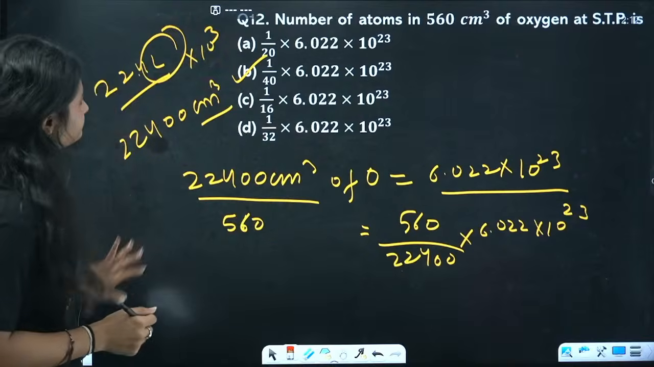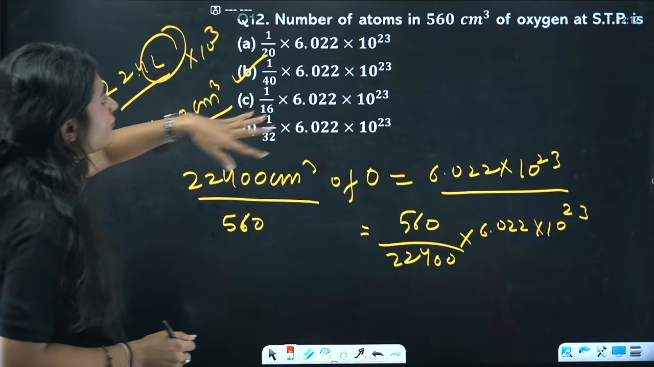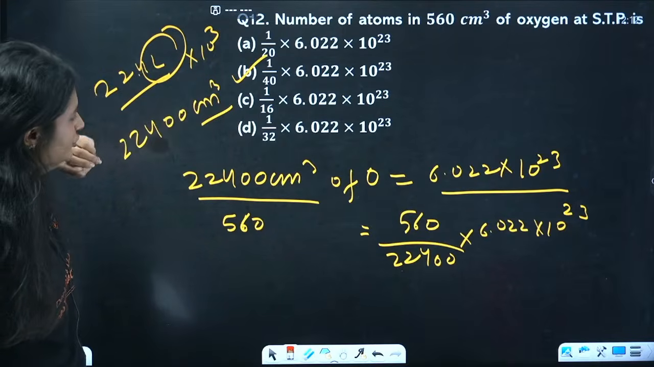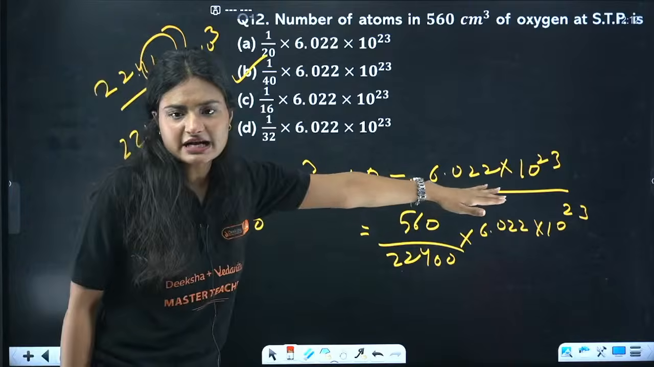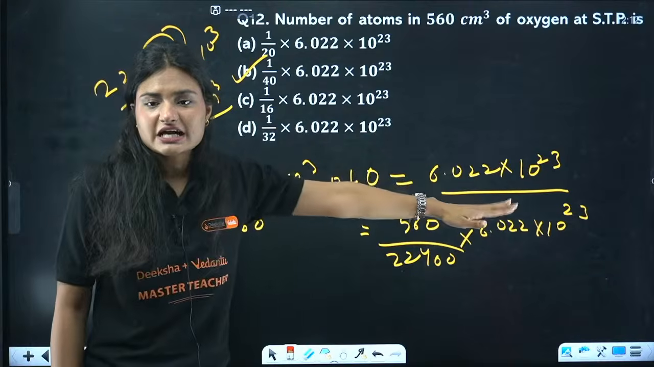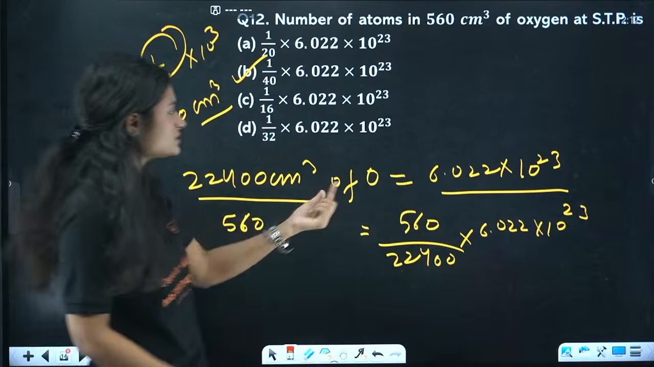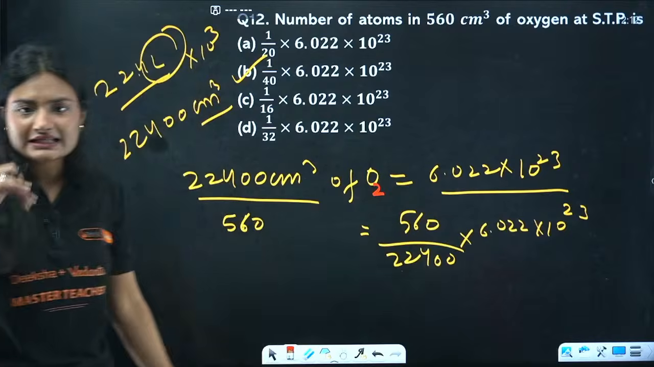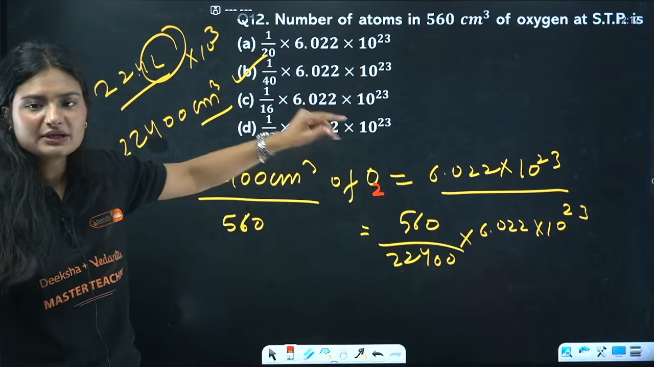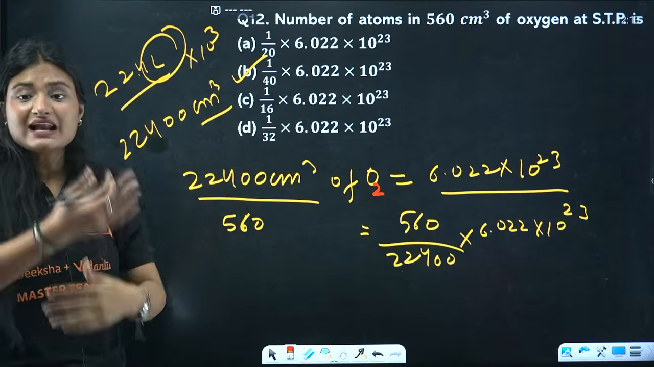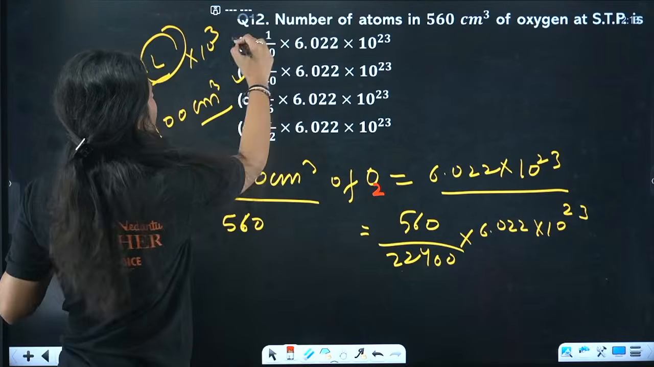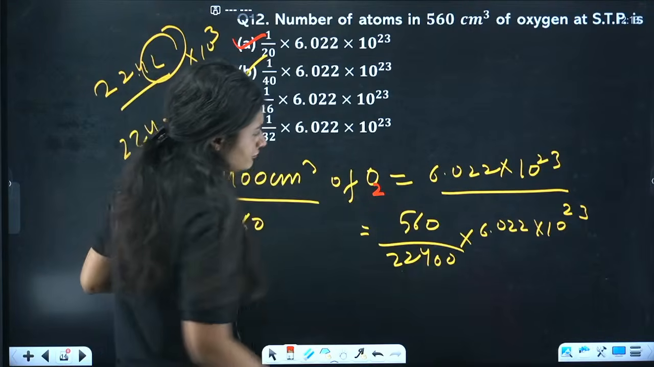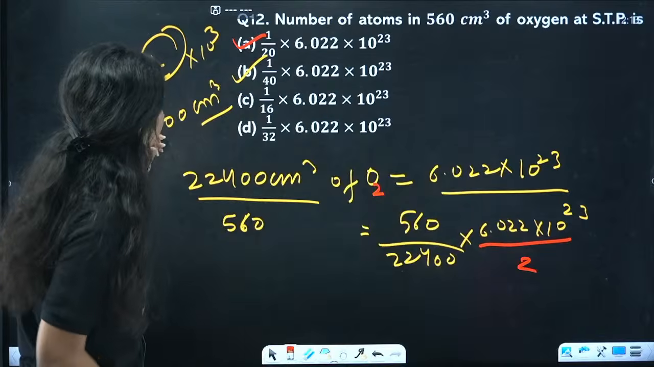Okay, the next question. Number of atoms in 560 centimeter cube of oxygen at STP. We know this much volume has this much atoms. Now in this one correction is there. This is oxygen molecule. So when we talk about oxygen atoms, it will be half. Why? Because oxygen molecule has 2 oxygen atoms, right? So we will half it. This will be 1 by 20. Slight correction is there. So 560 by 22,400 times 2.